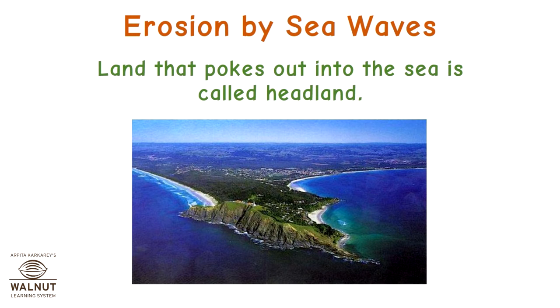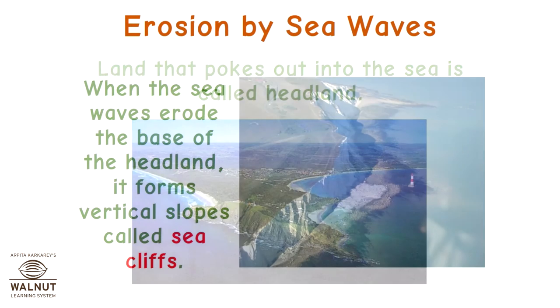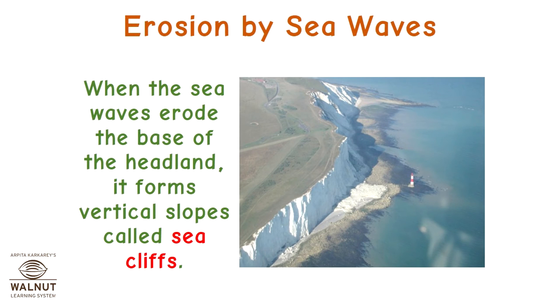Land that pokes out into the sea is called headland. When the sea waves erode the base of the headland, it forms vertical slopes called sea cliffs.